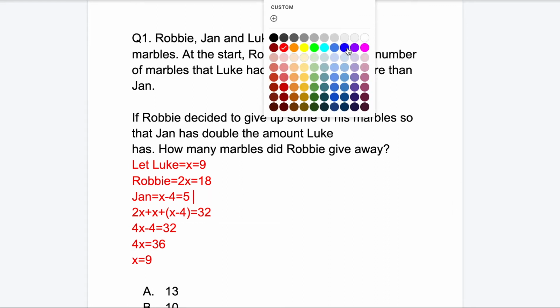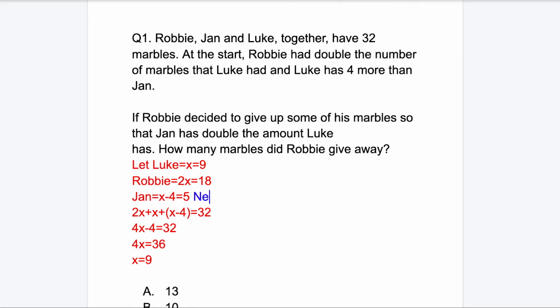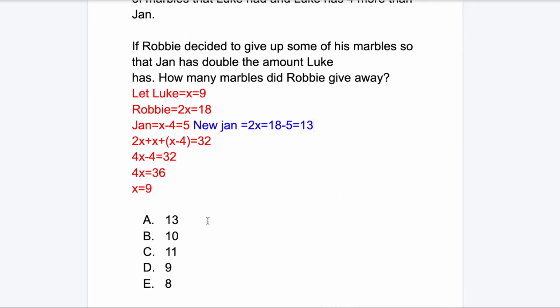Jan needs 2 times the amount of Luke. So that's 2 times 9, which equals 18. But Jan right now only has 5 marbles. So Robbie needs to give her 18 minus 5 marbles, which is 13 marbles. So therefore the answer would be 13. So the answer would be A.